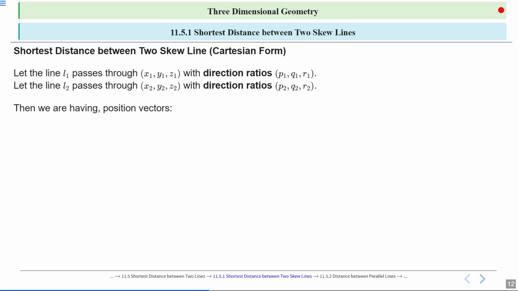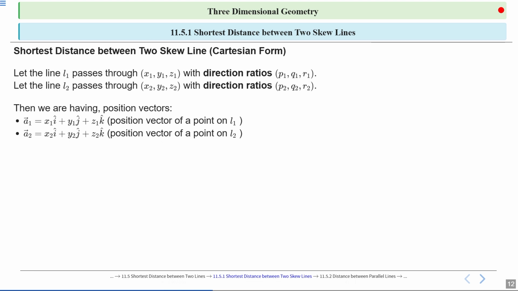Now let's talk about the position vectors. Position vectors are used to represent the location of points in space relative to the origin. For line L1, the position vector of a point, A1, is equal to x1 i cap plus y1 j cap plus z1 k cap. Here i cap, j cap and k cap are unit vectors along the x, y and z axis respectively. For the line L2, the position vector A2 vector is equal to x2 i cap plus y2 j cap plus z2 k cap. This vector points from the origin to the point x2, y2, z2 on L2.